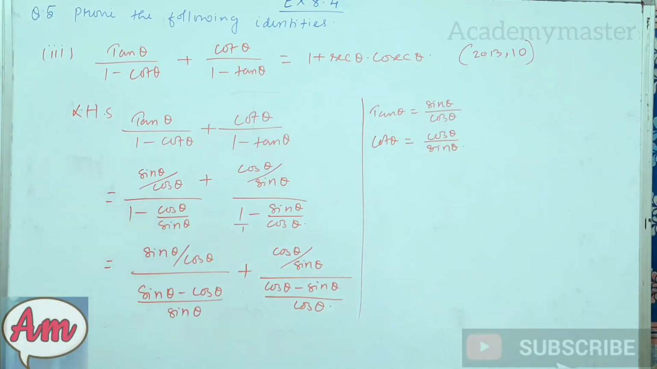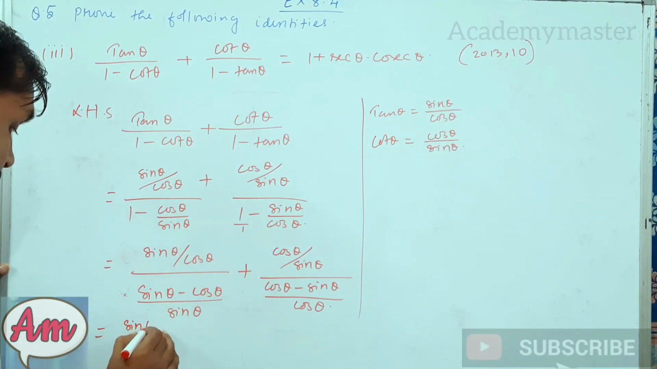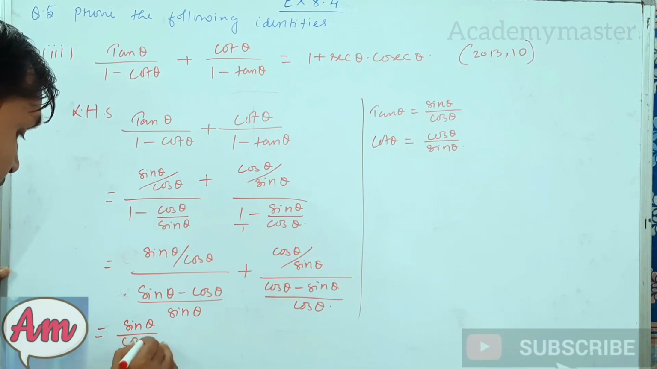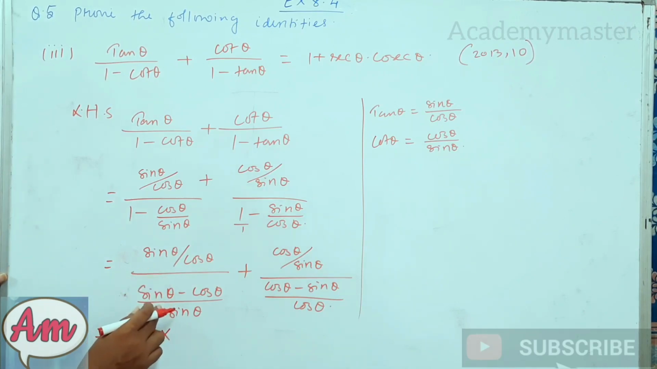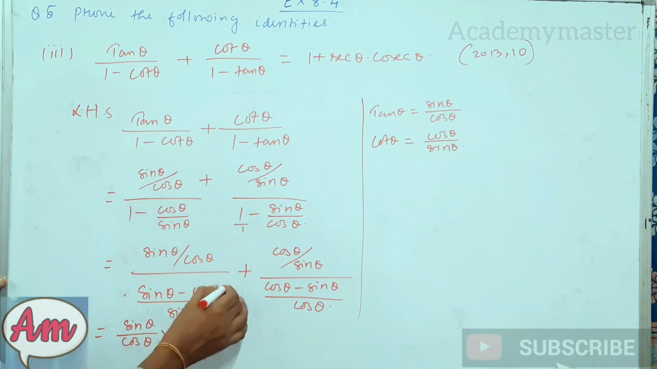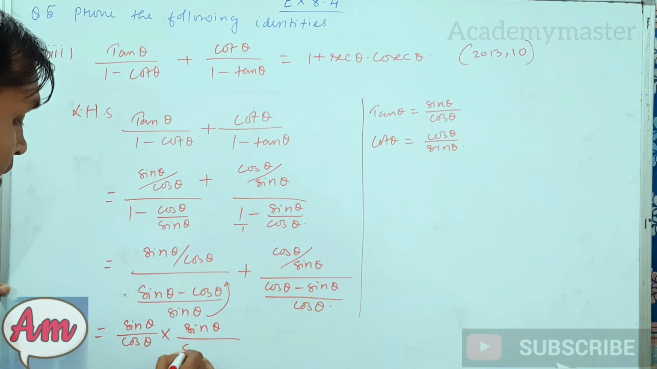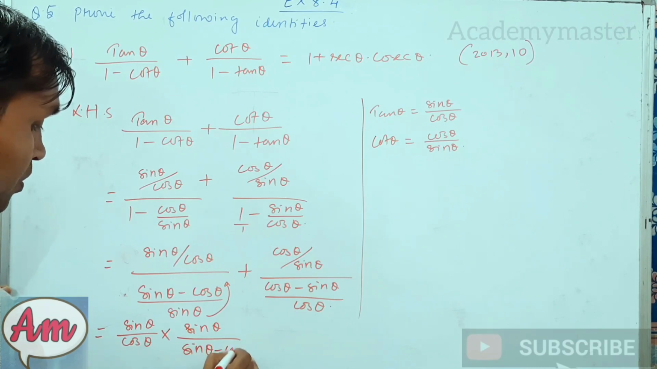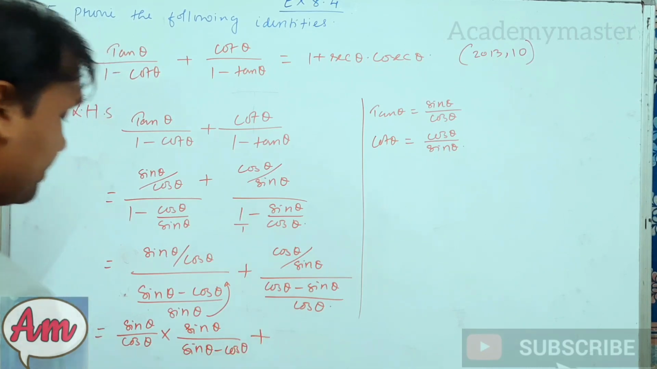Okay. In the next step, what we are going to do, see, this one is numerator, this one is numerator, and this is denominator. So when you are changing it, the denominator will go up and numerator will come down. It will be a reciprocal. So it is in division form. I am changing it to multiplication. Sine theta by cos theta divided, like that it is there. So I am changing it to multiply. When you change into multiply, denominator will go up. So sine theta by sine theta minus cos theta plus.